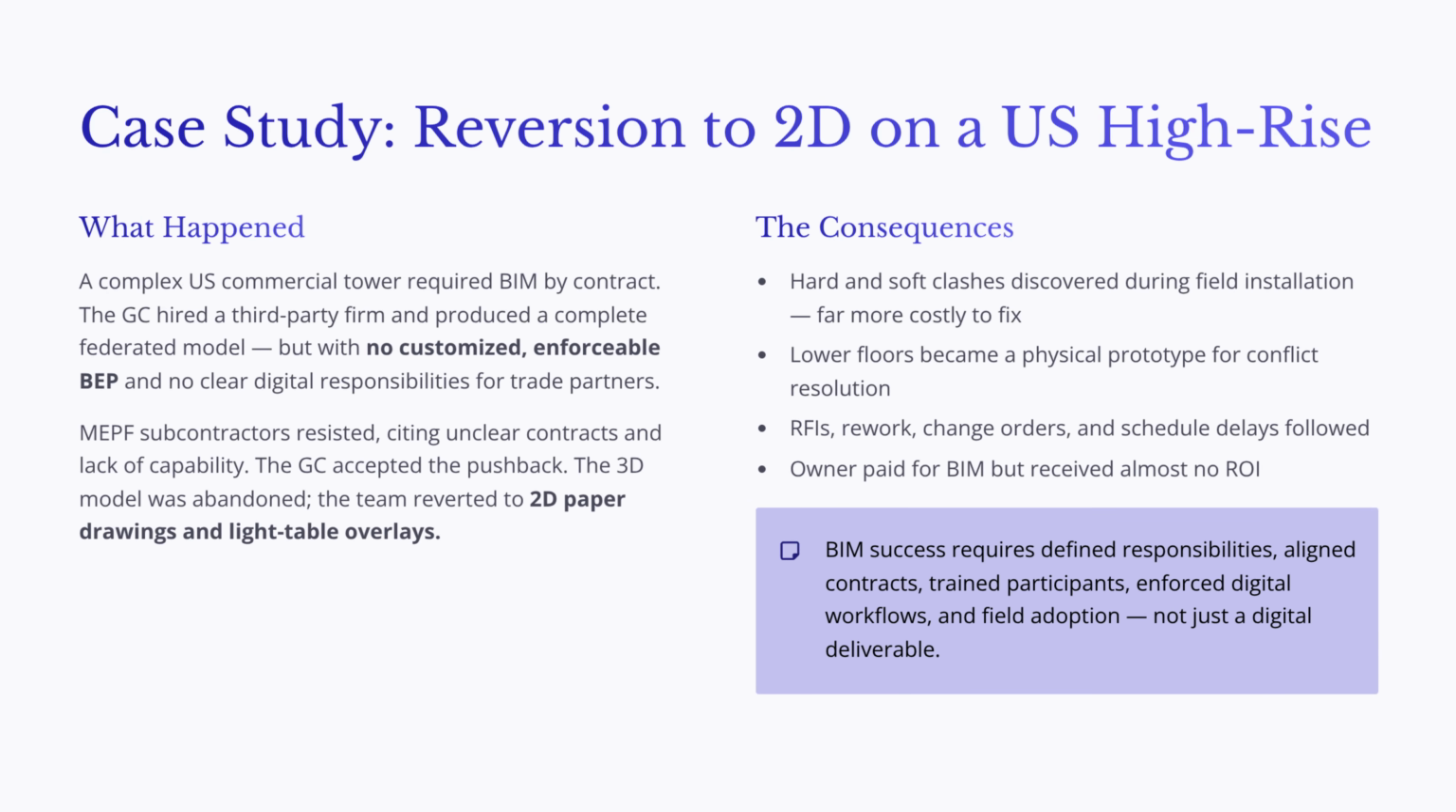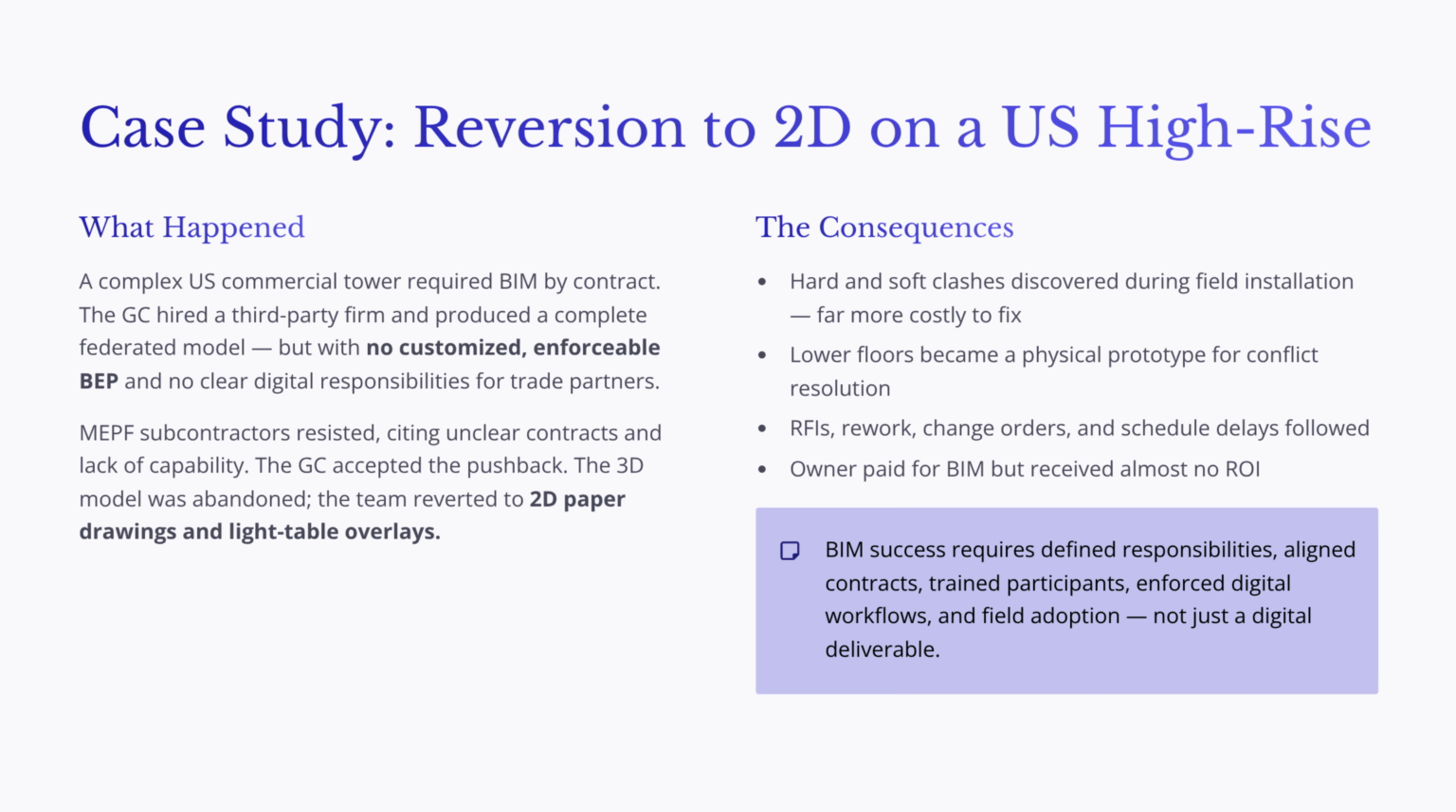This case study shows how BIM can fail when digital governance and field adoption are not properly managed. In this project, a large commercial high-rise tower in the United States required BIM by contract. The building's mechanical, electrical, plumbing, and fire protection systems were complex, so the owner expected BIM to support spatial coordination and reduce field conflicts. The general contractor did not have strong in-house VDC expertise at the time, so the contractor hired a third-party BIM firm to create the model.